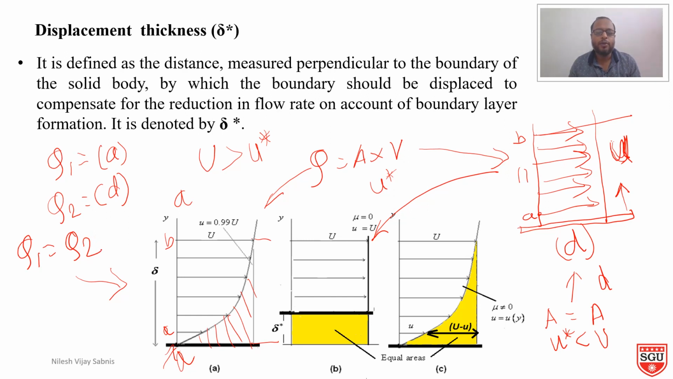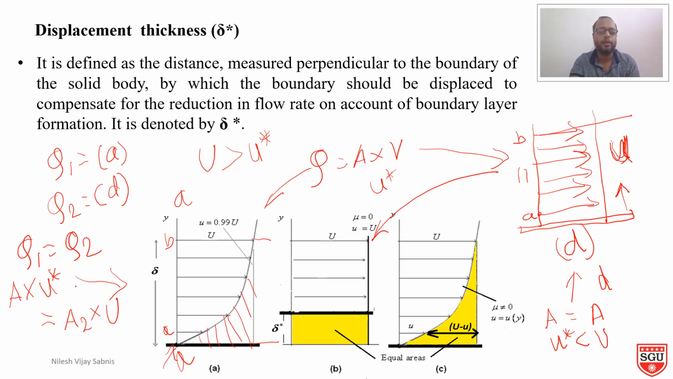How to make Q1 equal to Q2? For that, we can't reduce the velocity in case of D. Instead of reducing the velocity in case of D, we are reducing the area of cross section by lifting the plate by distance delta star. If we lift the plate in such a way that Q1 becomes Q2, then what is Q1? Area into U star. Then Q2 will be equal to A2 into capital U.